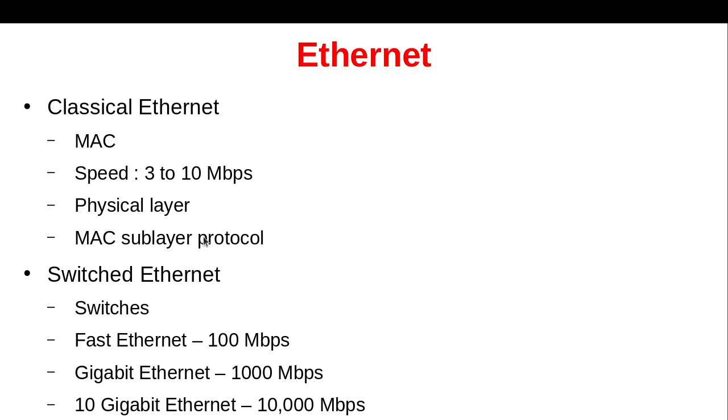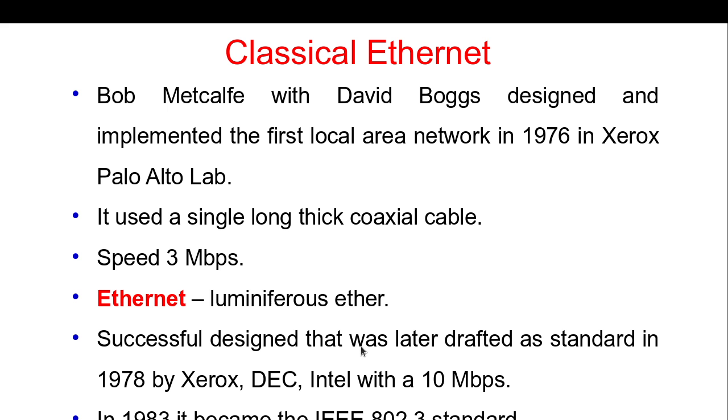Next is the switched Ethernet, which connects multiple systems to each other using devices called switches. We'll see what they are. It has speeds of 100 Mbps up to 10,000 Mbps, categorized as Fast Ethernet 100 Mbps, Gigabit Ethernet 1000 Mbps, and 10 Gigabit Ethernet 10,000 Mbps. So we'll see first the classical Ethernet.